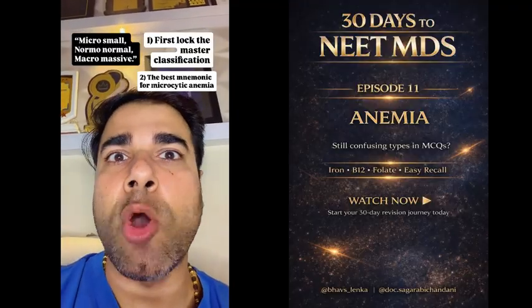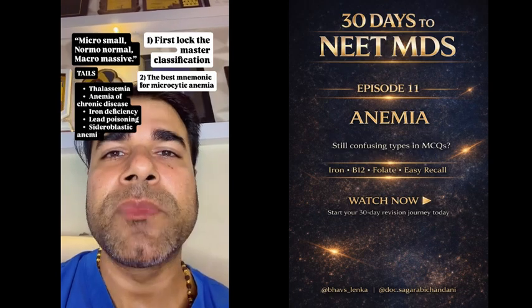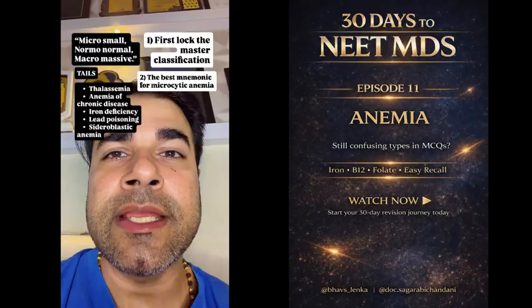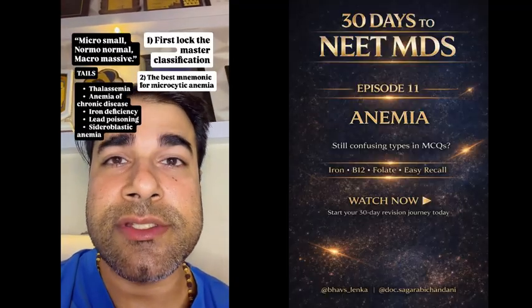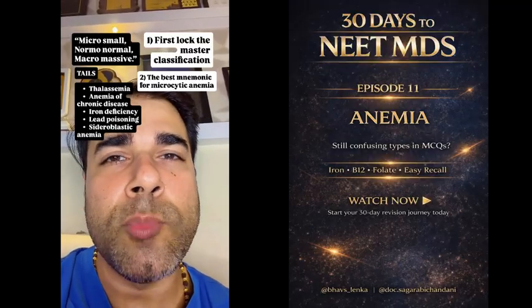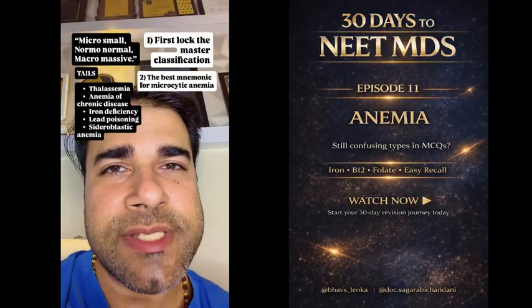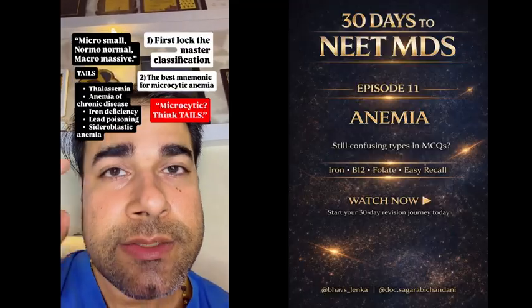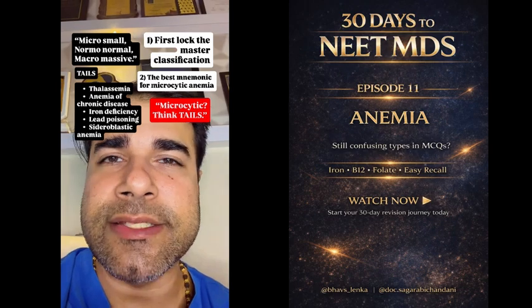Next, the best mnemonic for microcytic anemia. TAILS: thalassemia, anemia of chronic disease, iron deficiency, lead poisoning, sideroblastic anemia. These are the classic high yield differentials for microcytic anemia. Iron deficiency and thalassemia are among the most common core examples, while anemia of chronic disease can be microcytic or normocytic. Student line: microcytic, think TAILS. That is probably the most useful exam mnemonic in this chapter.